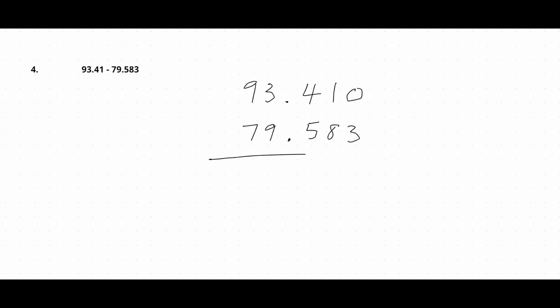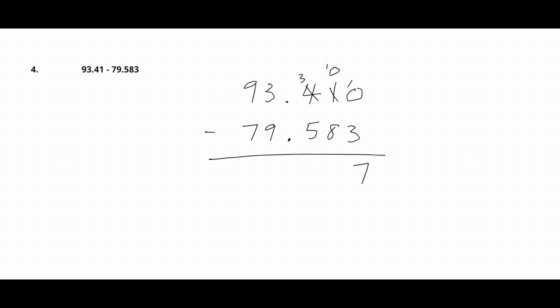Can we take 3 from 0? No. So let's borrow from the 1, leave back 0. Then we carry the 1 that we borrowed. Now 3 from 10, that will leave us with 7. Can we take 8 from 0? No. So let's borrow from the 4, which leaves 3. Then we carry the 1 to make 10 right there. Now 8 from 10, that will leave us with 2.